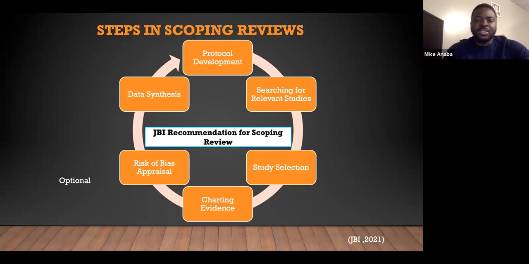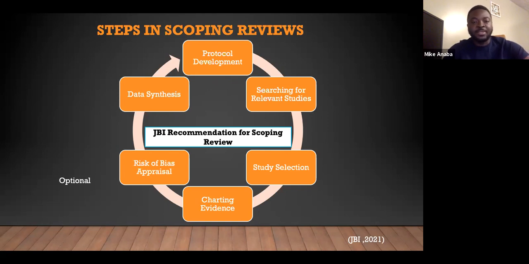And then they have a fifth step which says risk of bias and appraisal, and according to them, when it comes to scoping reviews, this is quite optional. You can do it or you can choose not to do it, because in scoping reviews, you are not really looking at testing any hypothesis. You are just hoping to give us an overview of what is available or what has been done so far in a specific topic. So you are not necessarily looking at the outcomes or testing any hypothesis. So in terms of risk of bias, it's optional, and for their guidance, you don't really need to do it.